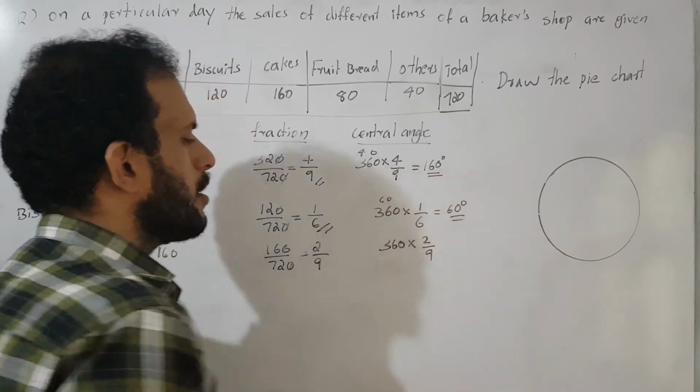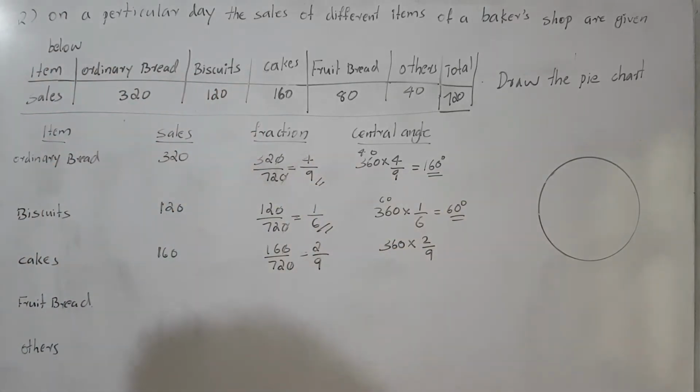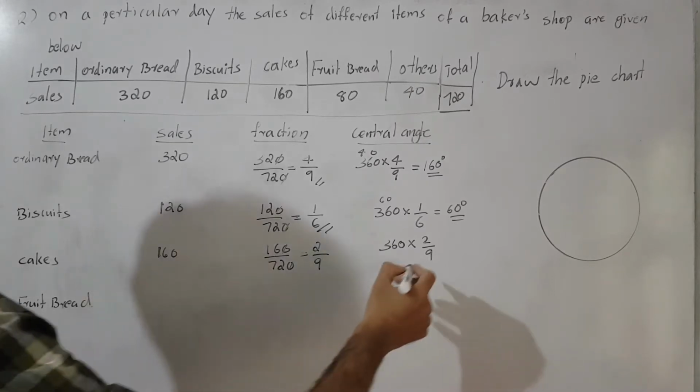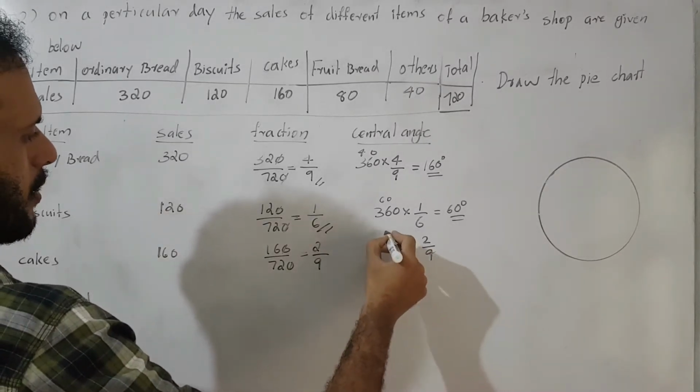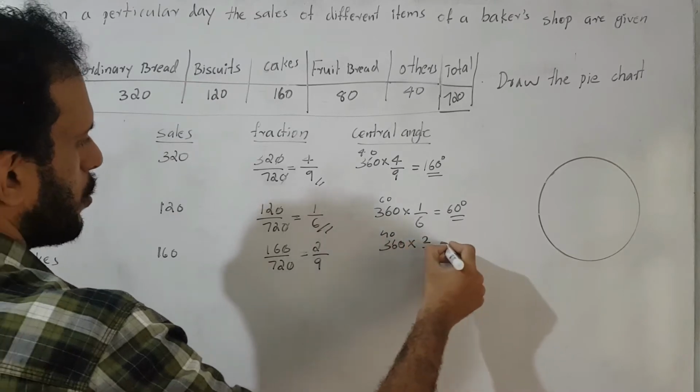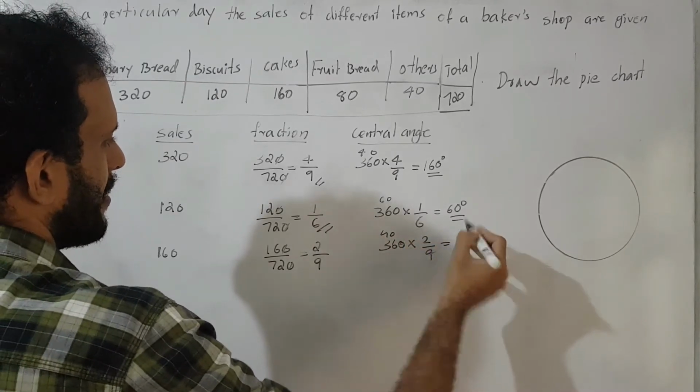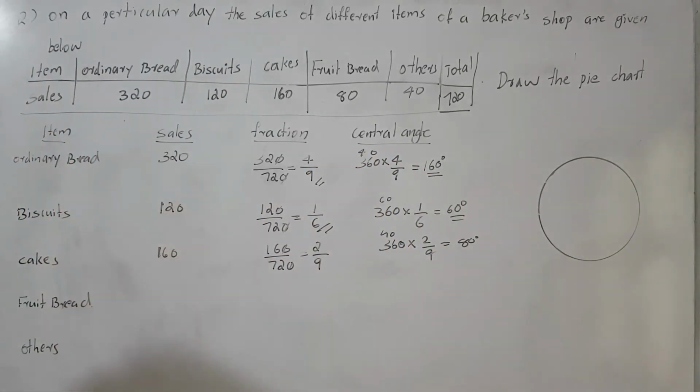Here also 360 is possible to reduce by 9. Correct? It is possible to divide by 9. How many times? Yes, 40 times. Then 40 into 2 is equal to 80 degree. Correct? Then the next item is fruit bread.